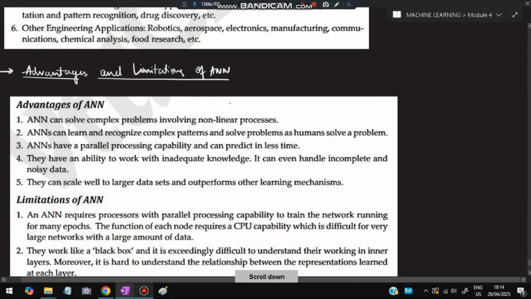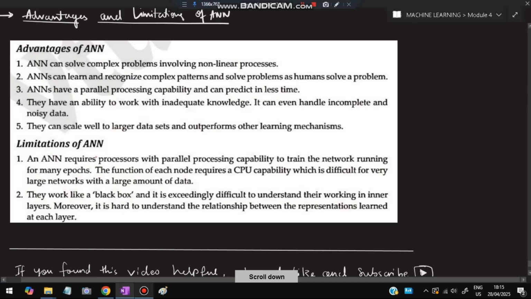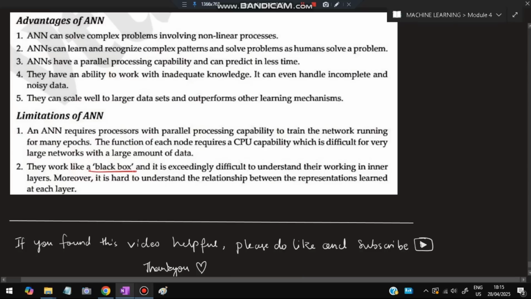Next are the advantages and limitations of ANN. It can solve complex problems. It can learn and recognize complex patterns. Parallel processing is possible. They have an ability to work with inadequate knowledge. With less knowledge they can also work and generate similar responses, and they can scale well to larger data sets. Limitations: it requires a processor with parallel processing capability to train, meaning higher capability is required, and also a large amount of data is required. The second limitation is they work like a black box, which means we don't actually understand how it's working. Because it happens in a very complex way and very fast, we don't know how it's working and what the relationship between the variables is. So that is one limitation.